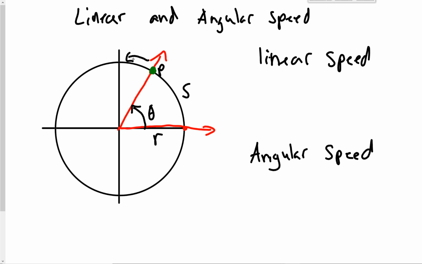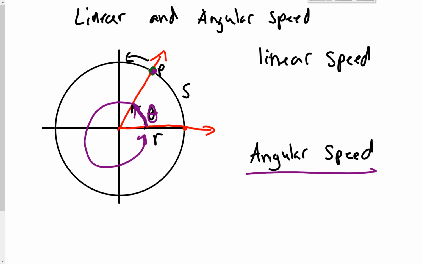And there's two things we can talk about. We can talk about how fast that point travels around this circular disk. That is called linear speed. And then the next thing we can talk about is how fast this angle opens up, how fast that angle opens up around that disk. And that is called angular speed. So angular speed is how fast the angle opens up. Linear speed is how fast some point on the disk travels around.